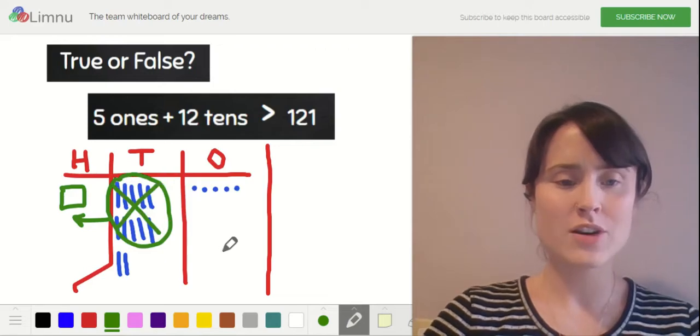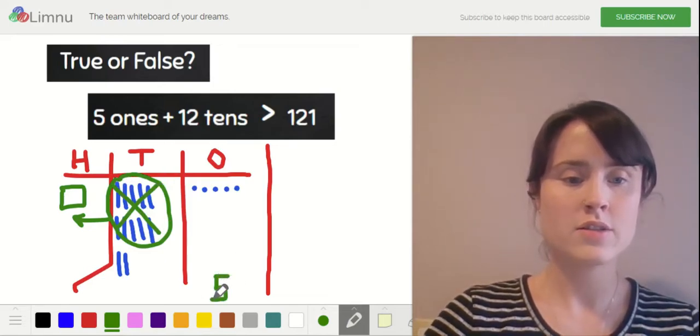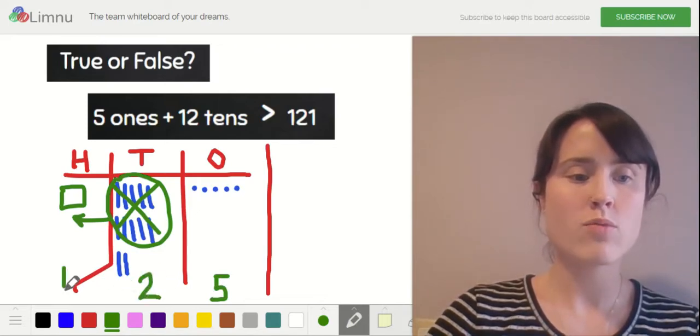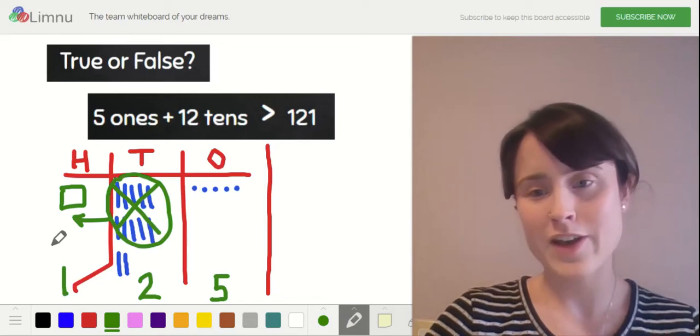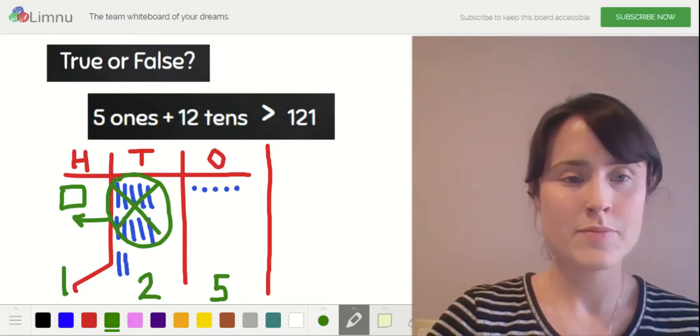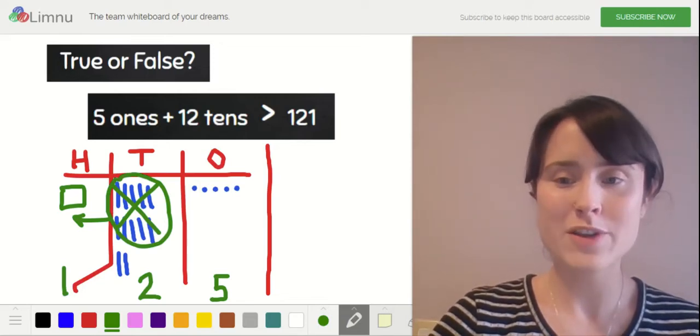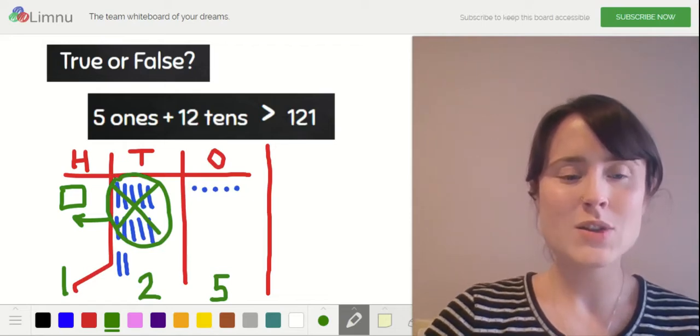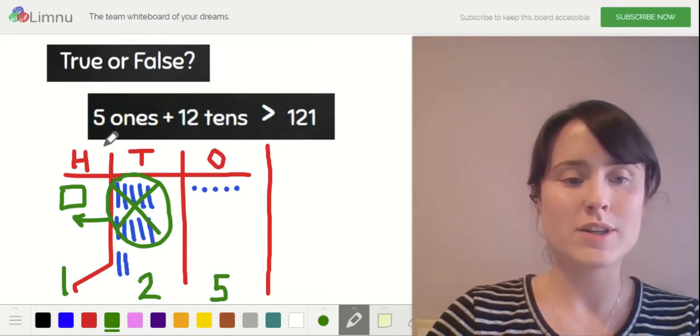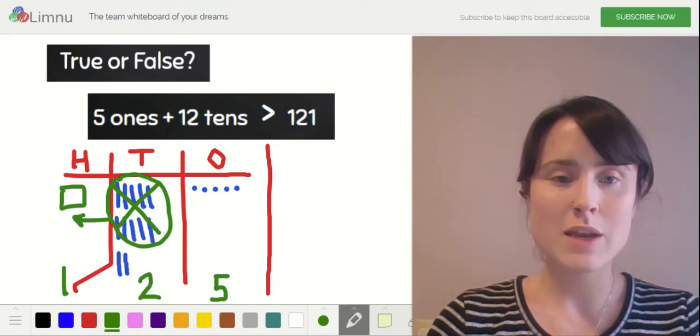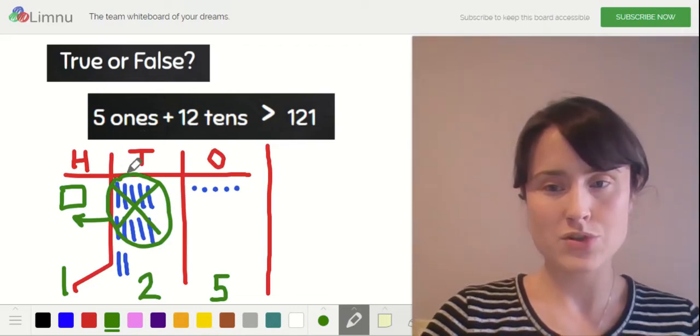All right, let's count up what's in our chart. We have 5 ones. We still have 2 tens. And we have 100. How do I read that value? 125. Good job. So let's go ahead and read our inequality number sentence left to right, just like we would a word sentence, and see if it's true or false.